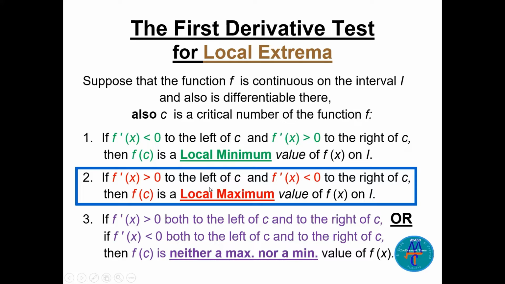If the opposite occurs here, we have a local maximum. If there is no change in the sign of f prime, remember we are studying f prime in the table of signs, if there is no change in the sign, then we have neither a max nor a min.